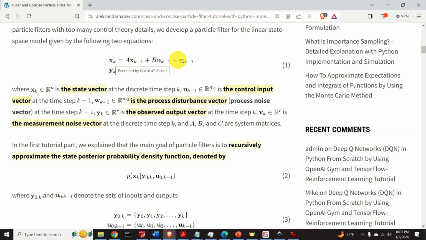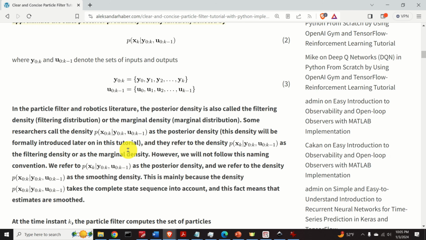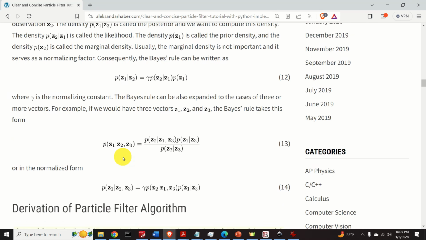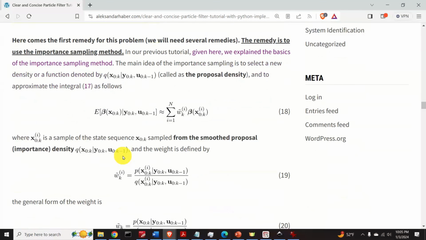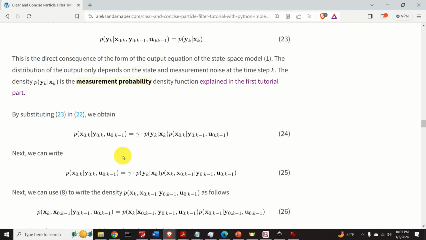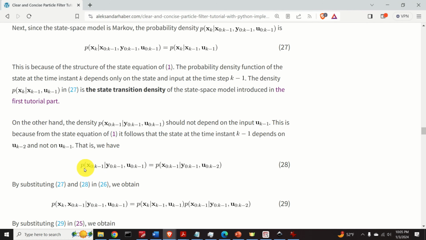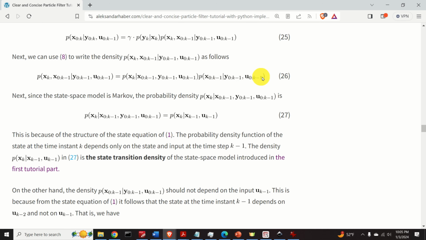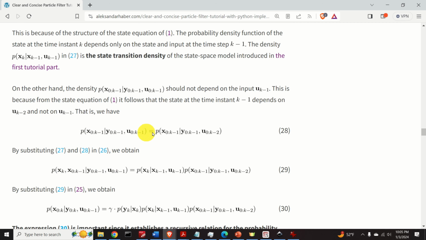Namely, from the state equation, we can observe that the state at the time instant k should depend on the state at the time instant k minus 1. And if we shift the index in the past for one time step, we can observe that the state at the time instant k minus 1 depends on the input at the time instant k minus 2. And this is a very important observation that helps us to simplify the density. And here is the simplification. Here it is. This density over here can actually be written like this.